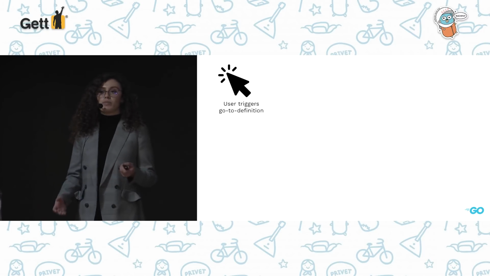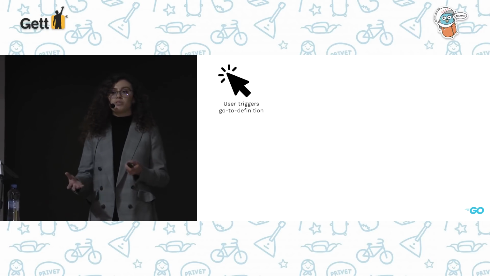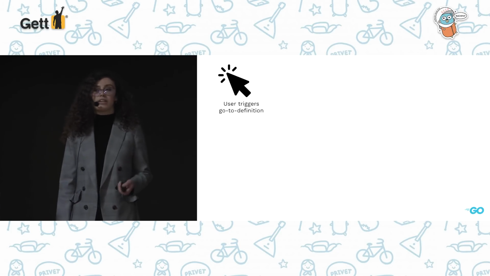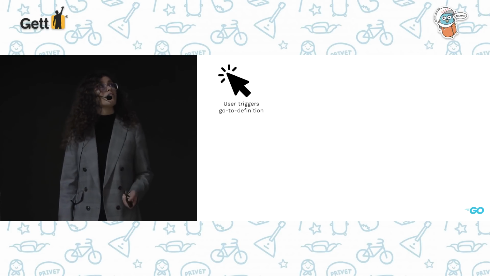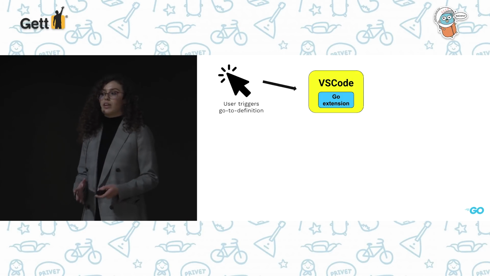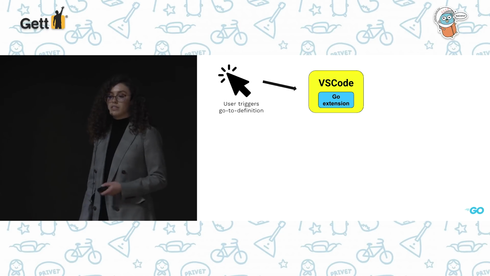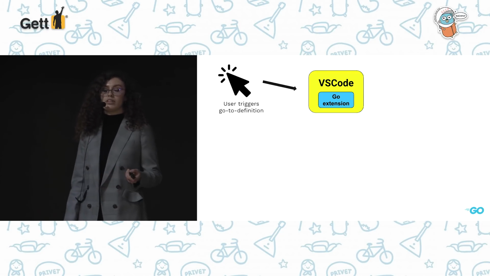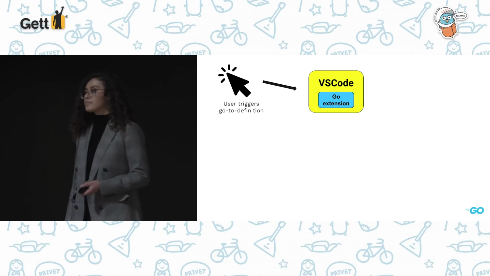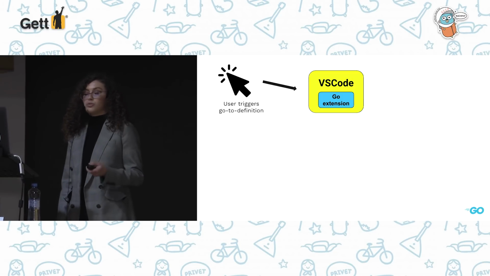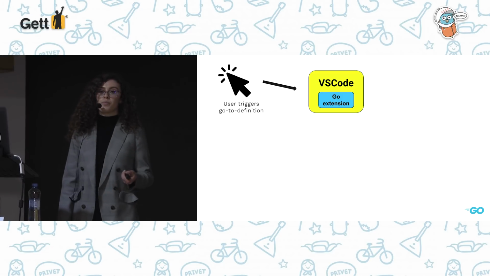So we'll take an example. I'm a user, and when I'm coding, I really like to jump to the definition of an identifier. So I'm coding, I right-click on my variable, and I click Go to Definition, and we'll say that I'm coding in VS Code, and we'll take that as an example because it's a really popular editor with a really good Go extension. And so my request gets propagated to VS Code and to the Go extension.